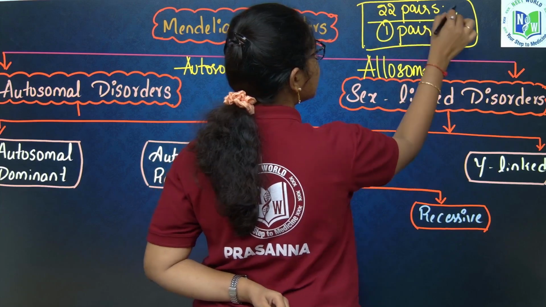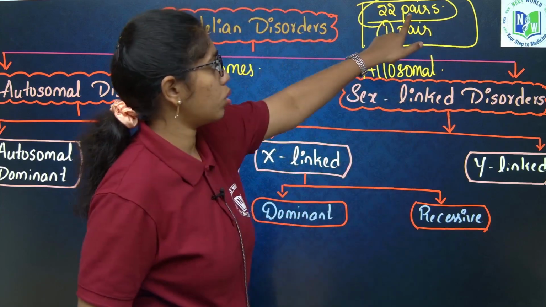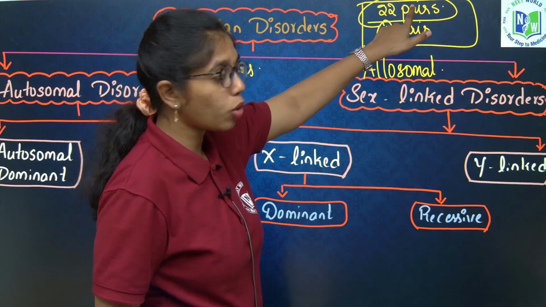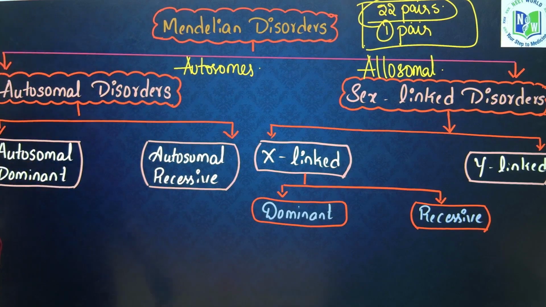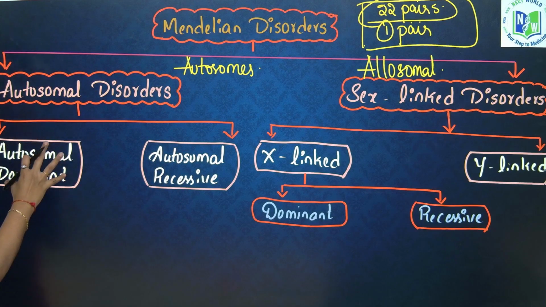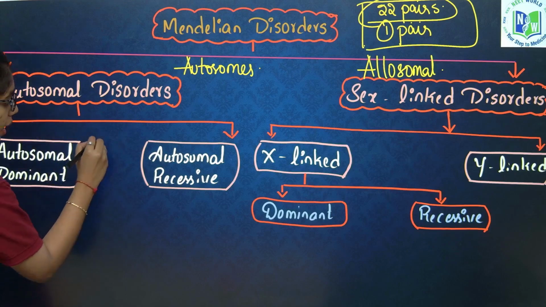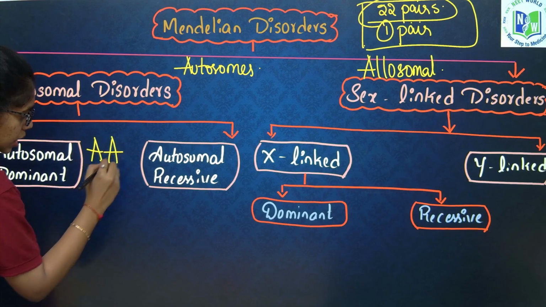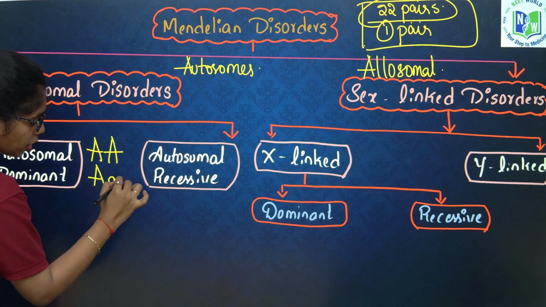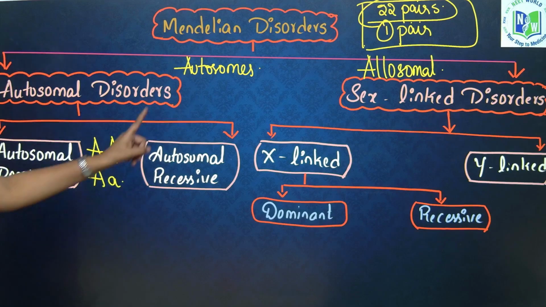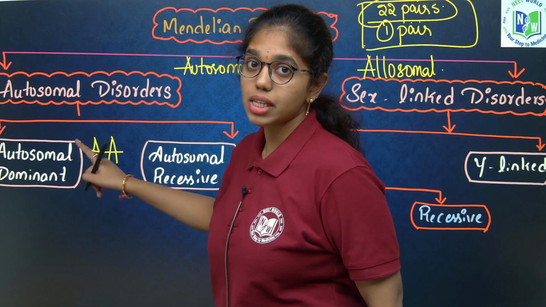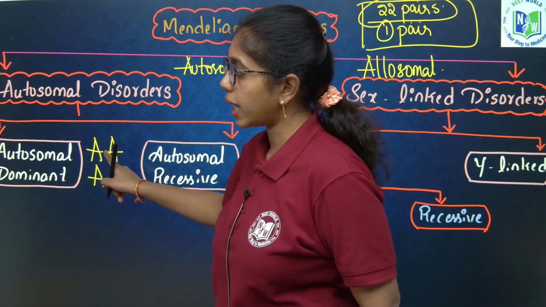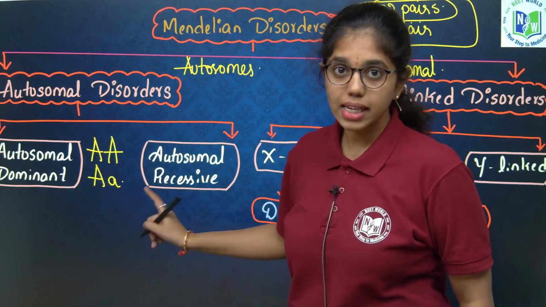If the disease is transferred through the autosomal pairs or autosome chromosomes, then it is called autosomal disorders, and autosomal dominant disorders are predicted either in the homozygous condition or in the heterozygous condition, as they are following the Mendelian pattern of inheritance. Dominant traits are expressed both in the homozygous and heterozygous condition.